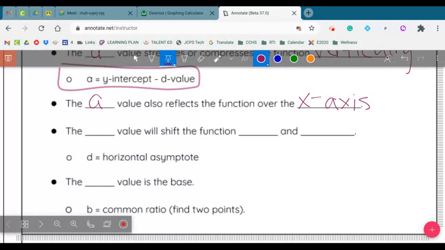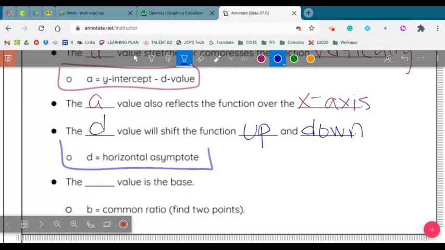Next, we have our d value, which is the one on the end. This is what shifts our function up and down. Like I said, the d value is our horizontal asymptote. A majority of the time, our horizontal asymptote, whenever we're finding it from a graph, will be 0. So normally our a value is just our y-intercept.